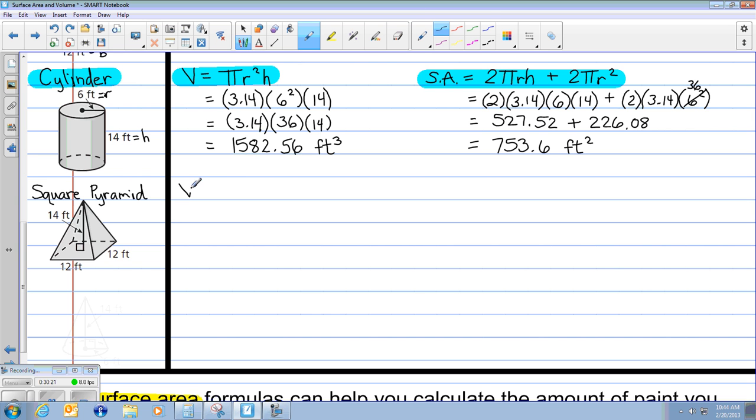So we have volume equals 1/3 capital B H. Let me do a little highlighting here. There's our formula, and that's the name of our figure.